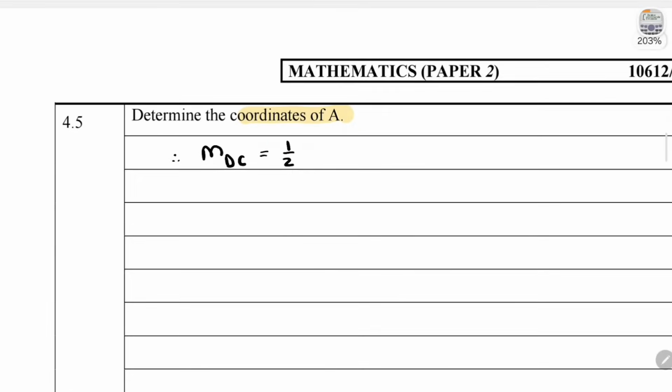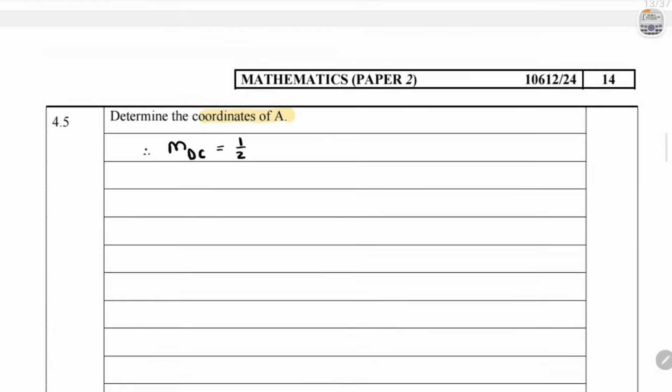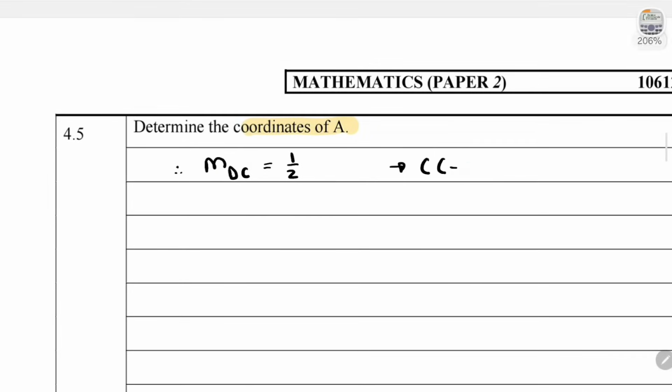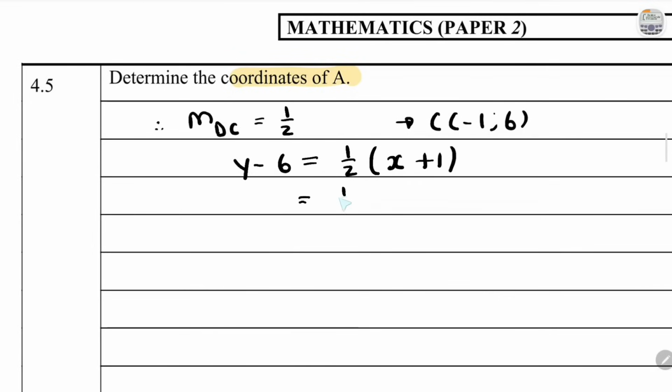And then to find the equation, we substitute 1 point. The point on DC that we have is C, which is (-1, 6). So let's go ahead and substitute C as (-1, 6). You can either use y equals mx plus c or use this equation. So I'll say y minus y1, and y1 is 6, is equal to 1 over 2, and then multiplied by x minus x1. So that is minus -1, which becomes a plus 1, and this is equal to a half x, and then plus a half.